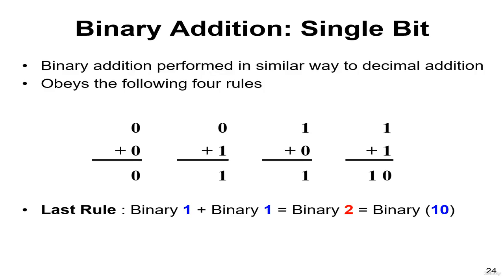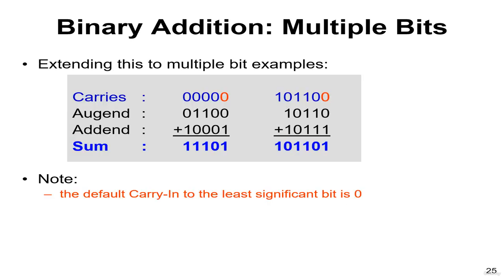Once you are doing binary addition, the rules are very simple. 0 plus 0 gives you 0, 0 plus 1 gives you 1, 1 plus 0 gives you 1, and 1 plus 1 gives you 2. But since there isn't any 2 in the binary number system, we write the equivalent number, that is 10. This is how the addition is performed. The previous slide was about single bits.